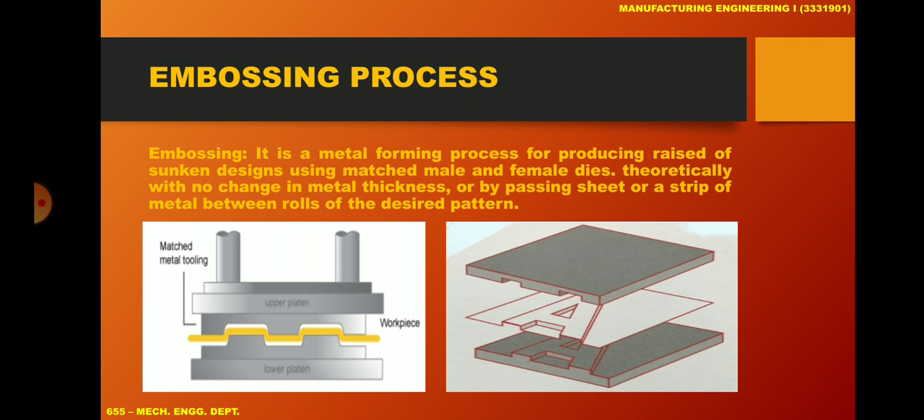Here is the same figure shown in this slide. At the bottom there is a lower pattern in which the material with a yellow color is placed, and an upper die is placed, and with the help of a press or piston, now pressure is applied.